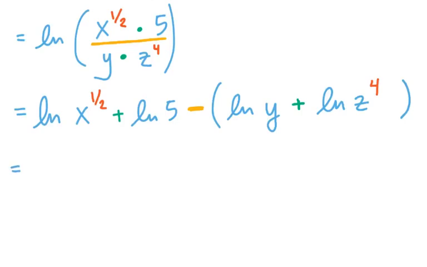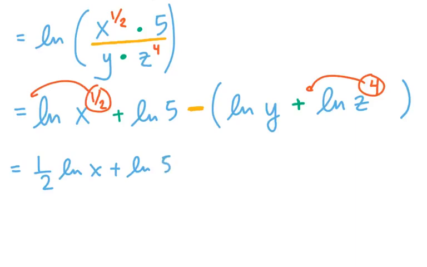So a good wrap-up point for this one would be to just drop down those powers. So I'd get 1/2 ln of x plus ln of 5 minus ln of y plus 4 ln of z.